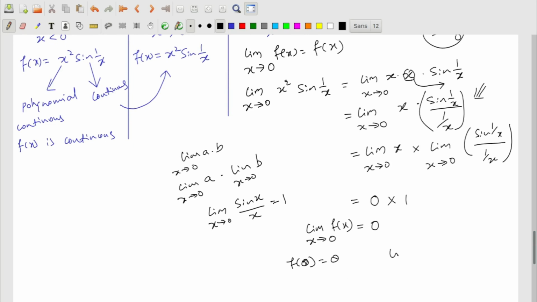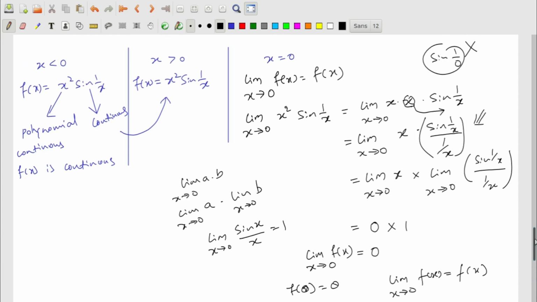So limit x tends to 0, f of x is equal to f of 0. Fine. Hence the function is continuous even at x is equal to 0, right? So there is no point of discontinuity. The function is continuous for all the real numbers, right? Now this part here is important. You just need to remember this one: this x in the denominator, 1 by x, will become 1, and then the product is 0. Fine.